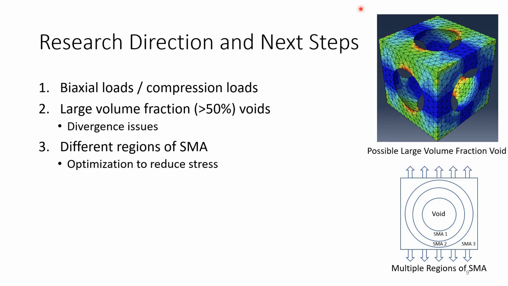Next steps that could be taken in this project could include biaxial loads or compression loads. I only looked at tension loads in one direction just for simplicity, but I'm sure there are some interesting results you could find dealing with compression or shear loads. Other things we could look into are large volume fraction problems. This is an example of a really large volume fraction. In fact, the radius of the void extends past the dimensions of the cube. When I tried this a little bit, I ran into some divergence issues where Abaqus couldn't solve this specific problem, so I'm not really sure what's going on, but that is something you could look into.